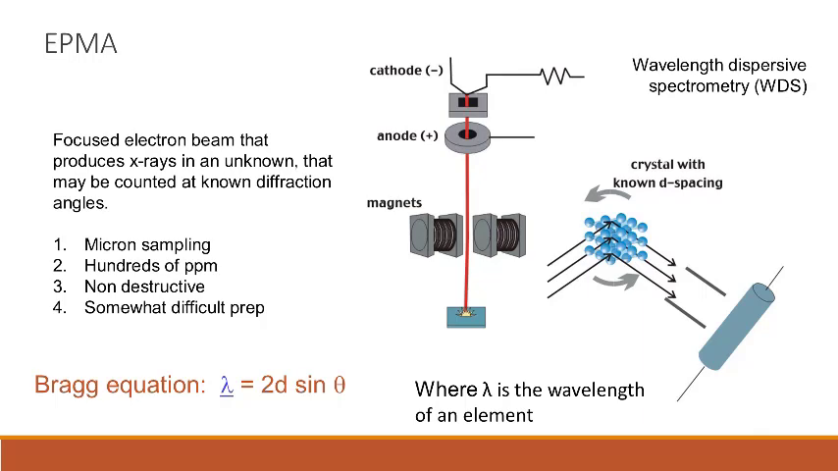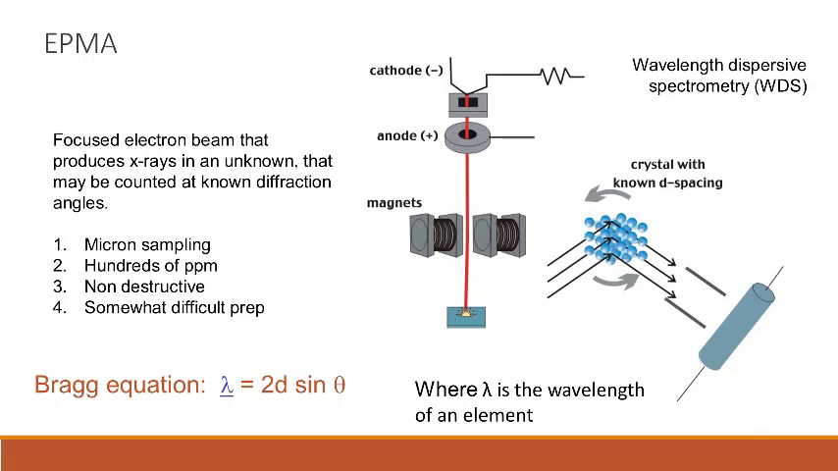Electron probe microanalysis, or EPMA, simply is applying wavelength dispersive spectrometry with a source that's much more focused. The nice part is we can do micron sampling, actually down to a single micron. You can get resolution in terms of hundreds of parts per million on most instruments, and it's relatively non-destructive. There may be a little bit of scoring from the electron beam, but that's about it.